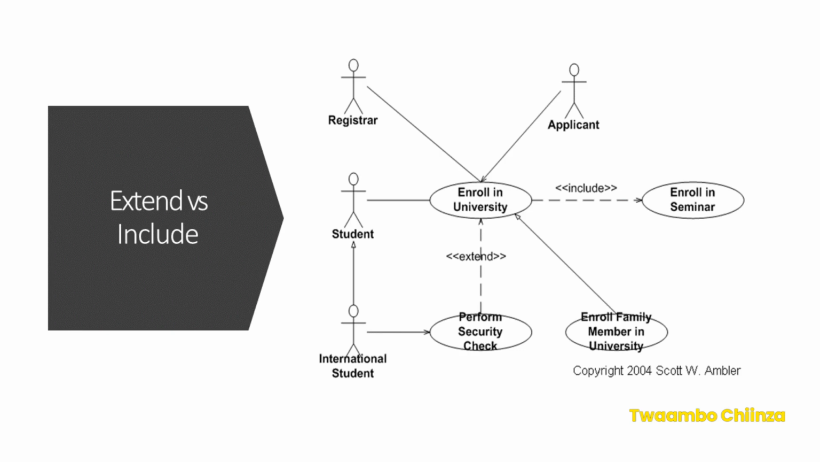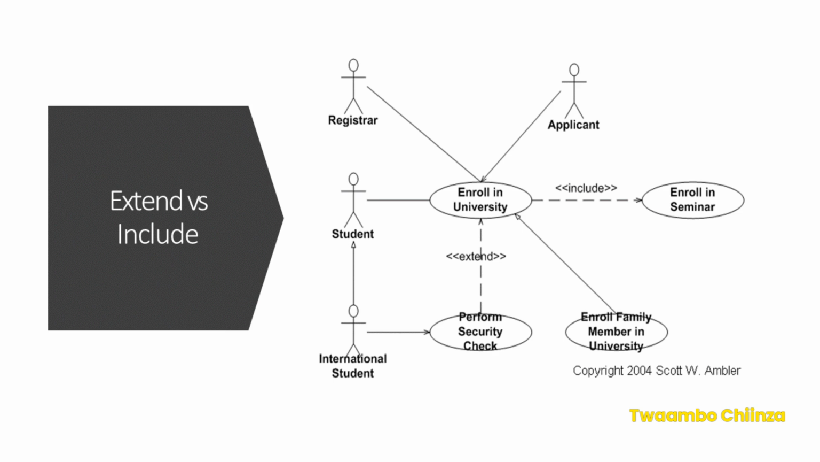system. In this diagram, we can see the difference between the extend and include relationships in use case diagrams. First, let's talk about the extend relationship. In the diagram, we see that perform security check is an extended use case for enroll in university. The extend relationship indicates that the security check is an optional behavior only invoked under certain conditions, such as when an international student is enrolling. The dashed line and extend label show that this behavior is added to the base use case in specific situations, not every time.